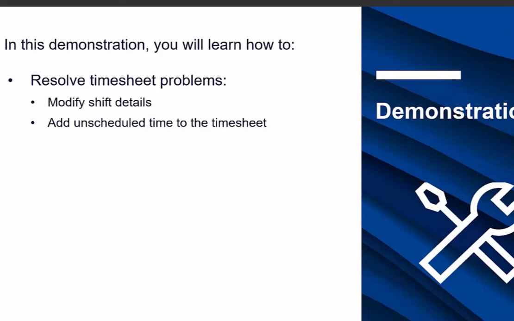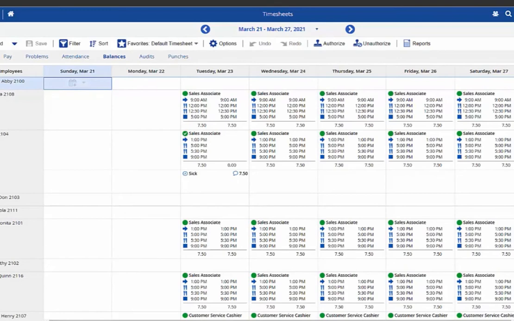Let's go to day 4 to make some corrections. On our timesheet, Bonita Isonor has worked as a customer service cashier on Thursday, but it is reflected that she worked as a sales associate. Let's go and make the change for Bonita. So I'll go to the shift. Click on the shift.